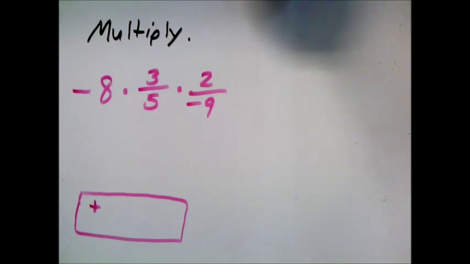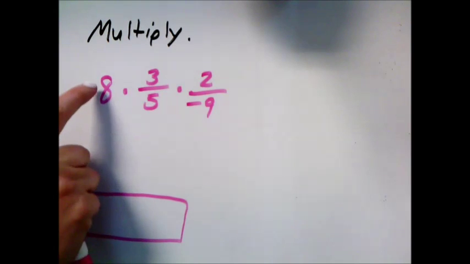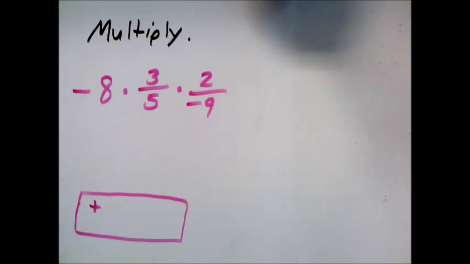Now, how do I know the final answer is going to be positive? Because I see I have two negatives and they're going to cancel. And so once I make that determination, I can almost say, oh, they're already canceled, erase them if I want to.